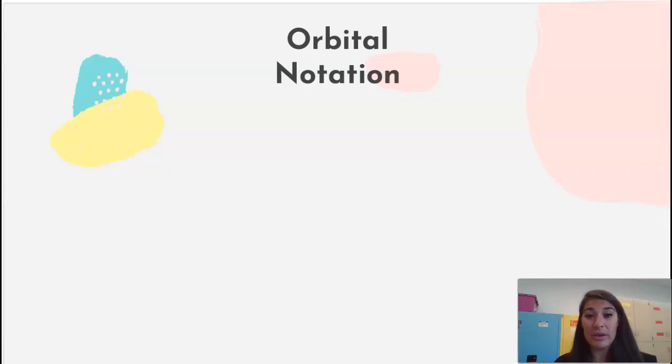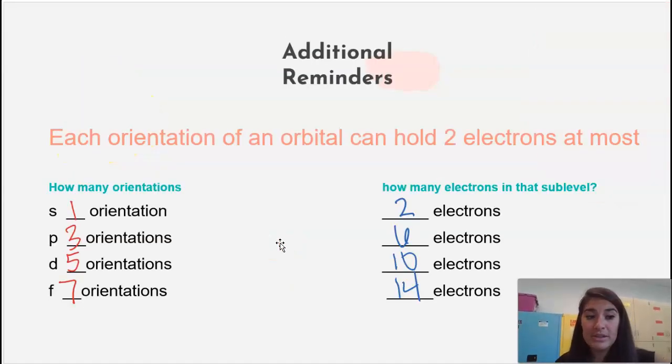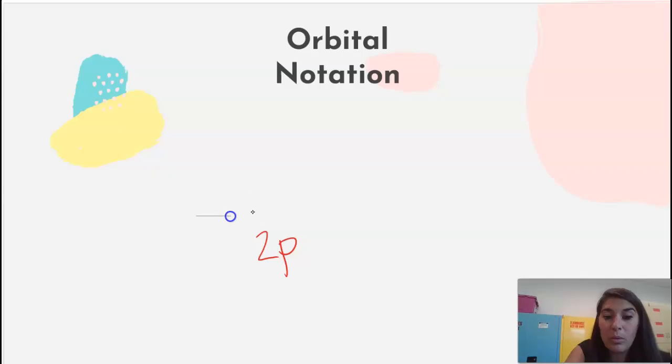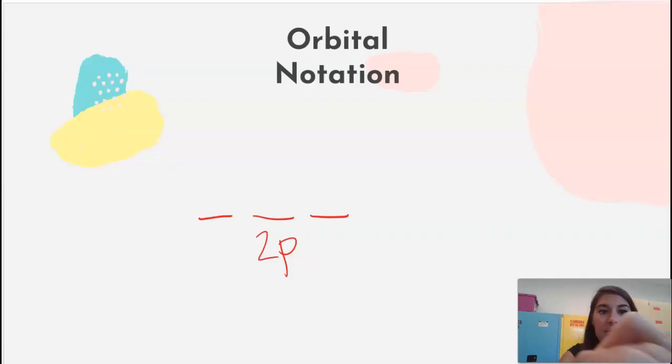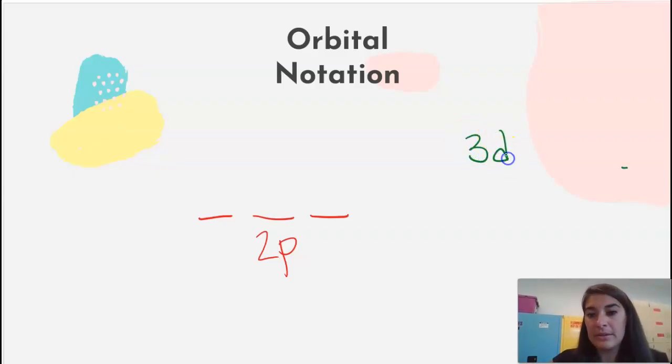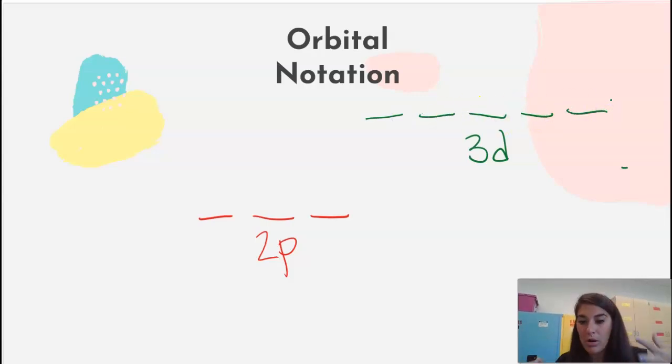Again, we are showing the energy levels, 1, 2, 3, 4, 5, 6, 7, the sublevel, S, P, D, or F, the number of orientations, 1, 3, 5, or 7, and then we use up and down arrows to represent our electrons. So let's say we were talking about the second energy level, the P sublevel. The P sublevel, remember, has 3 orientations. So we're literally going to draw 1, 2, 3 lines. Or if you were talking about 3D, 1, 2, 3, 4, 5. This is how we are drawing this.